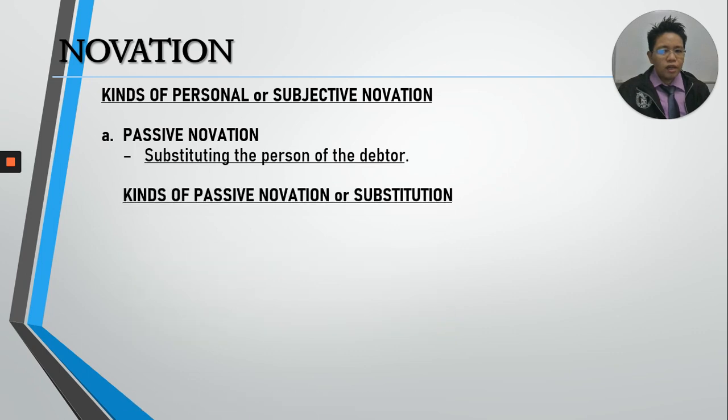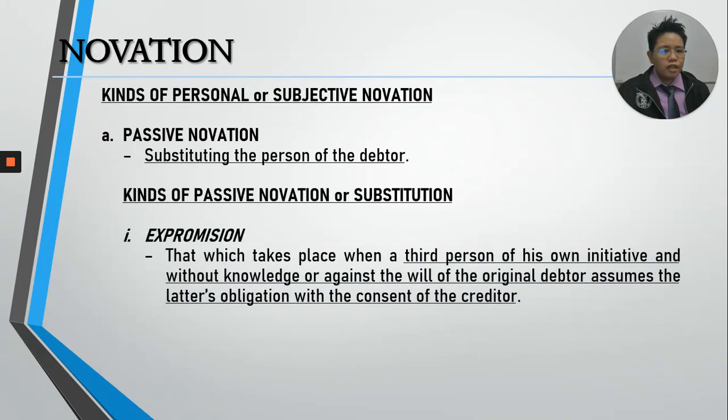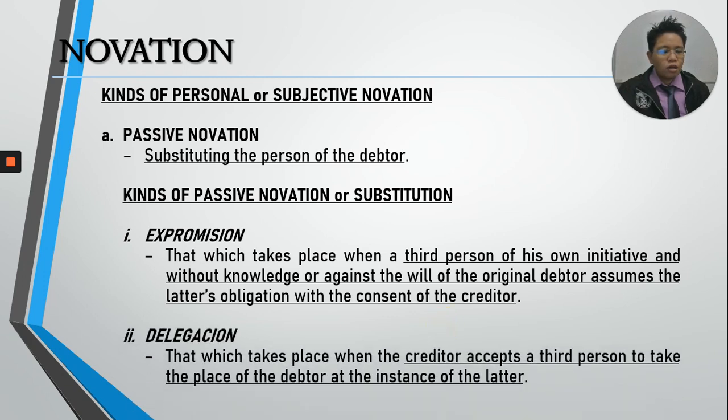So there are two kinds of passive novation. Expromission: the initiative to change the debtor, or to substitute the debtor, comes from the third person himself. So usually without knowledge or against the will of the original debtor, but always with the consent of the creditor. Now, in delegation, remember, the creditor accepts a third person to take the place of the debtor at the instance of the original debtor. So, the initiative to change the debtor here came from the original debtor himself. Then, the third person is the one who will take his place. The third person, original debtor and creditor should consent to delegation.